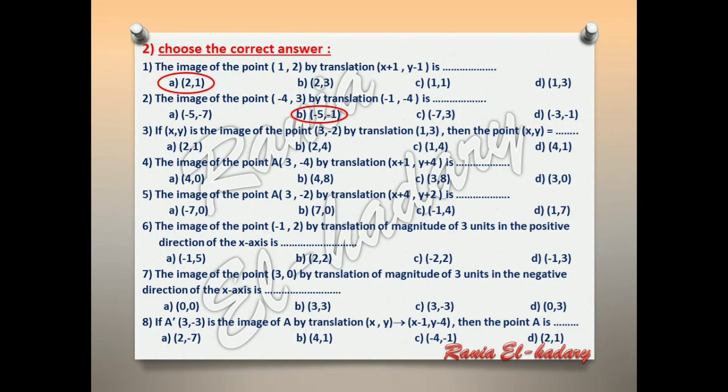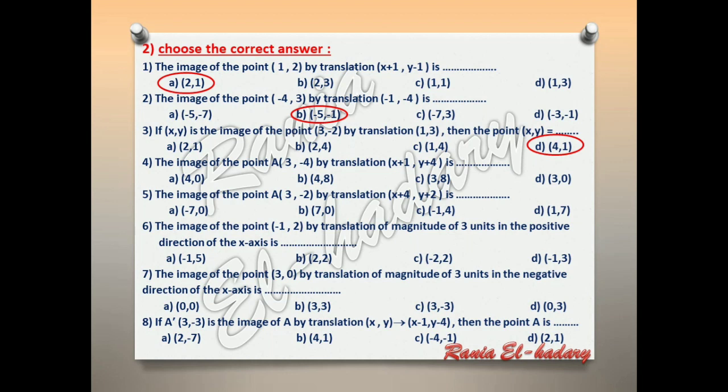Number 3, if xy is the image of the point 3, negative 2 by translation 1, 3, then the point xy. We have the image? No. I have the point 3, negative 2, and I have translation 1 and 3. So what is the image? Yes, adding. Firstly, x with x. Secondly is y with y. 3 plus 1 equal 4. Negative 2 plus 3 equal 1. The answer is 4 and 1. Choose the letter D.